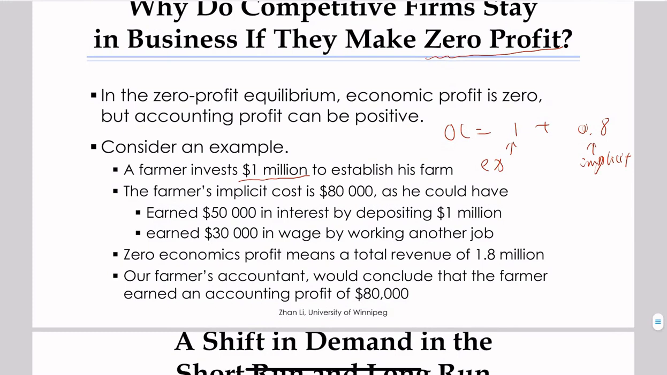So let's assume the farmer's farm has a revenue of $1.8 million. So you can see that the economic profit would be revenue minus total opportunity cost, which is 1.8. So this is 0. But if you look at the accounting profit, then the revenue would be 1.8, but the accountant would only record this $1 million investment, right? So the cost would be just 1. And then there would be $0.8 million of profit.